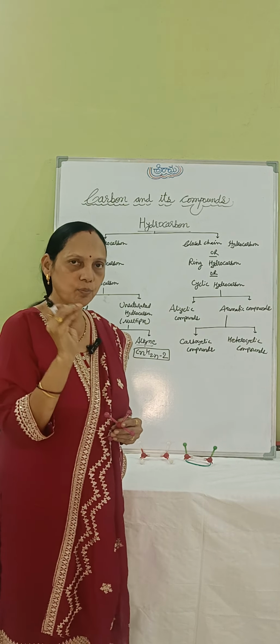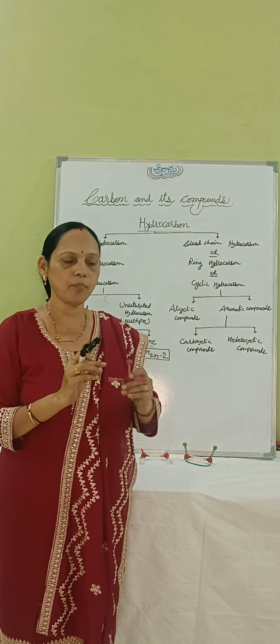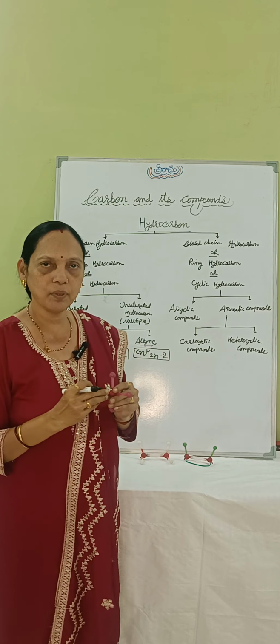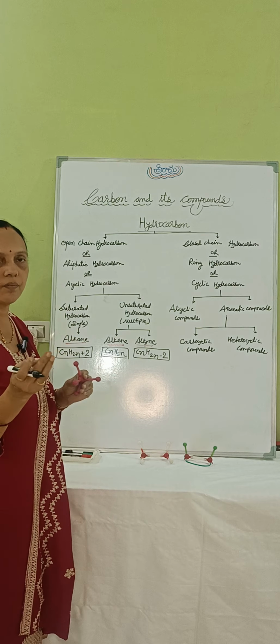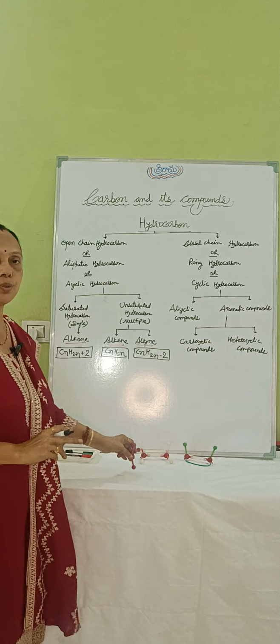It has the covalent bond and it shows the catenation property. Catenation property means it not only combines with the same element, carbon, but it also combines with other elements, such as hydrogen, nitrogen, sulfur, and oxygen. So now, hydrocarbons. Hydrocarbons are divided into two types.